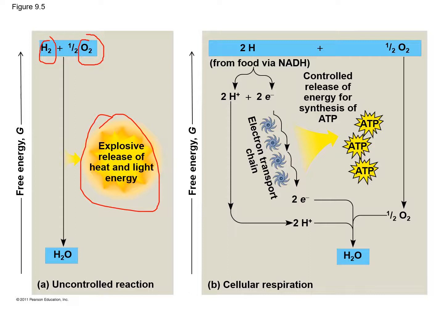Compare that to cell respiration, where we've got two hydrogens in the form of NADH and we have oxygen down here. Well, instead of all the energy of an explosion coming out at once and blowing up our cells, it gets released gradually, almost like you could picture water falling down these water turbines, gradually producing more and more ATP.